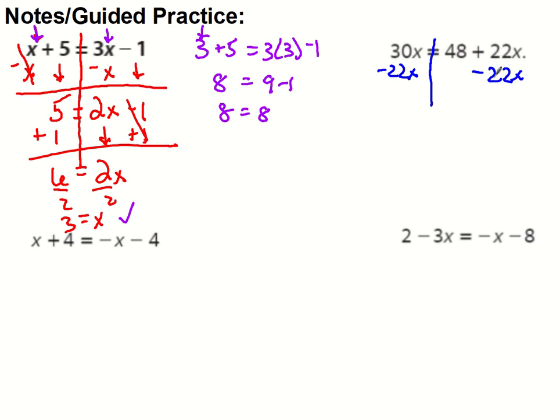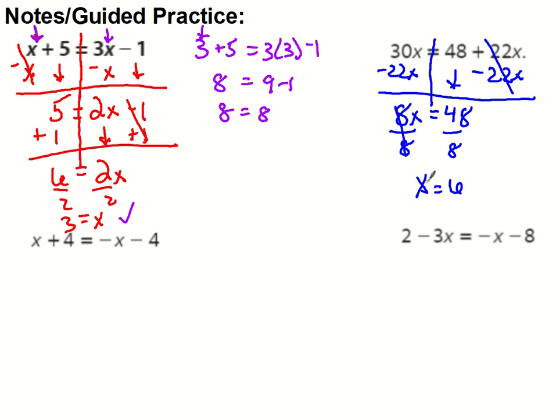22 minus 22 is 0. It cancels each other out. It goes away. I'm going to bring down my 48, bring down my equal sign, bring down my 8x. So I got 8x equals 48, because 30x's minus 22x's is 8x's left over. Now I got a one-step equation. Just divide both sides by 8. There's no constant to get rid of. And I was left with x equals 6. I'm all done. There's nothing else for me to work on.